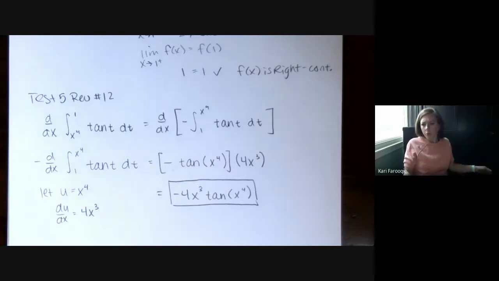Let's see what's in store for us next. Number 43 and 44 on the final review guide. I believe these were integration problems. Oh, optimization problems.